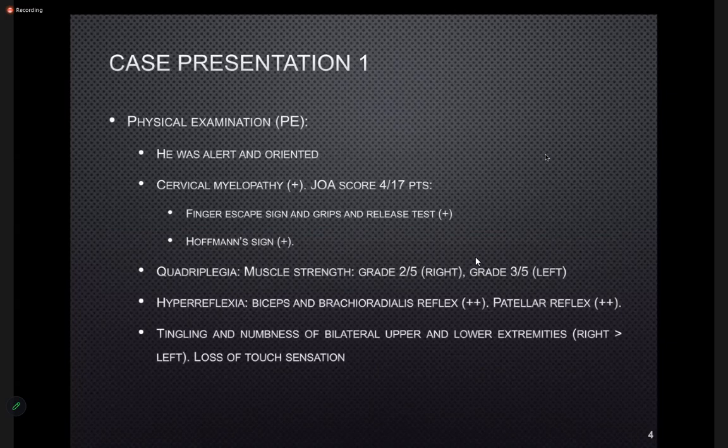On physical examination, he has cervical myelopathy, with a JOA score of 4 points, with finger escape sign and grip and release test positive, with positive Hoffman sign. He also had quadriplegia with muscle strength grade 2 on the right side and grade 3 on the left side, with hyperreflexia of biceps, brachioradialis, and patellar reflex. He also had tingling and numbness of bilateral upper and lower extremities, with the right side more severe than the left side, and loss of touch sensation.